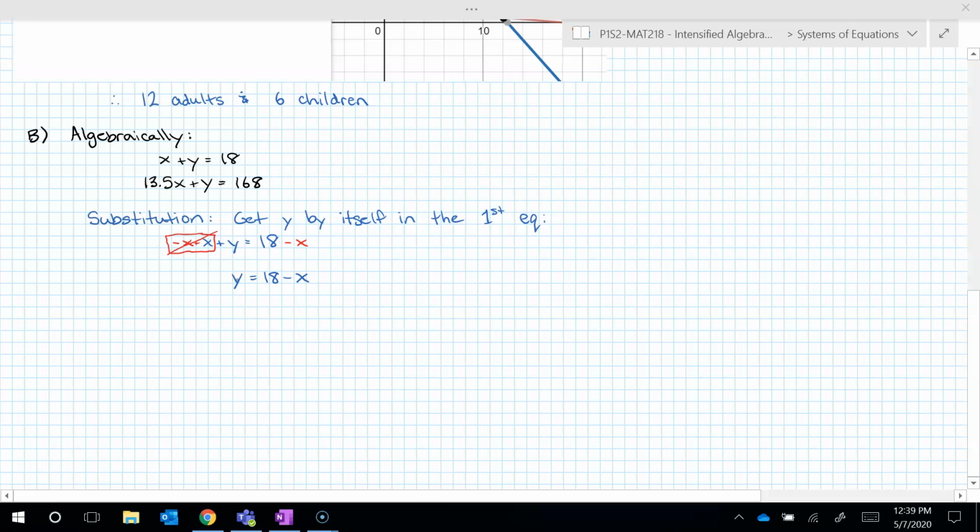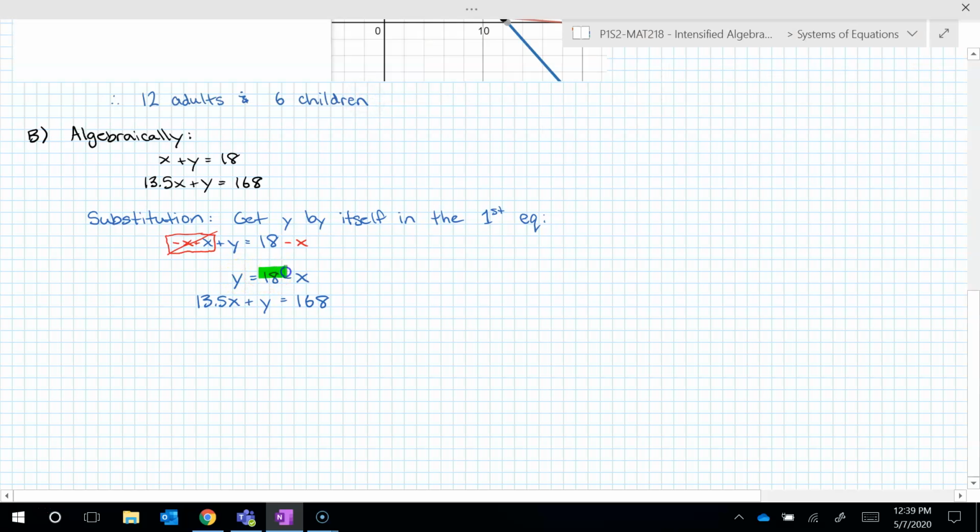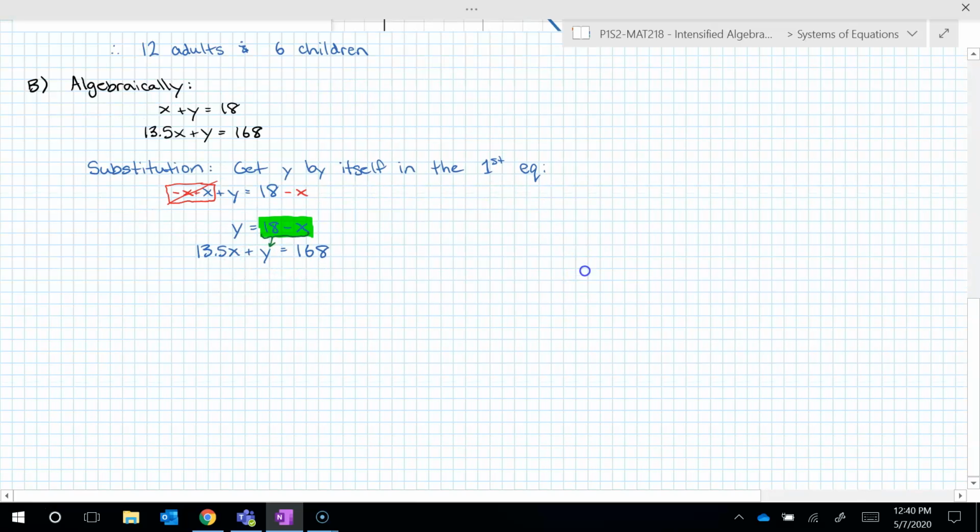So now I have that, and then this second equation, the 13.5x plus y equals 168. And so now I have a y equals this, and there's a y in here, so I'm going to replace that y with what it's equal to, right? Y is 18 minus x. They are synonymous. They're the same thing. So where I see a y in this equation, I can replace it with the thing that y is equal to. It is equal to 18 minus x.